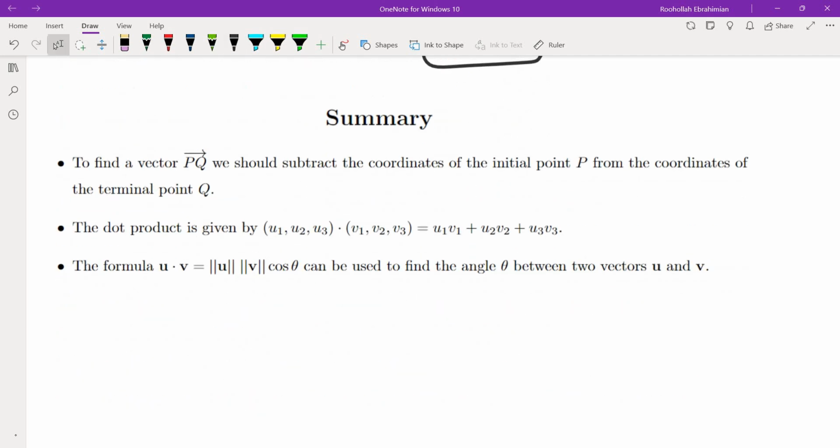So to summarize, what we did in this video is that we talked about how to find the vector between 2 points. You should subtract the initial from the terminal. The dot product is evaluated by multiplying the corresponding components and then adding them up. And then the formula u dot v equals magnitude of u, magnitude of v, cosine of theta is used to find the angle between two vectors.